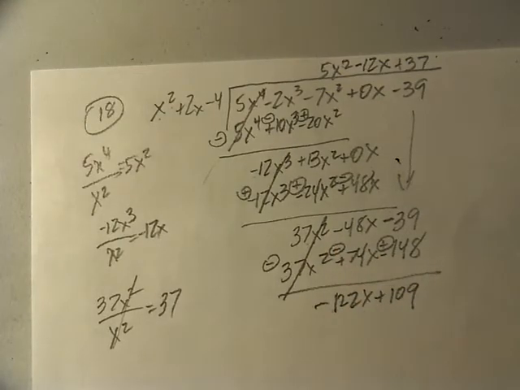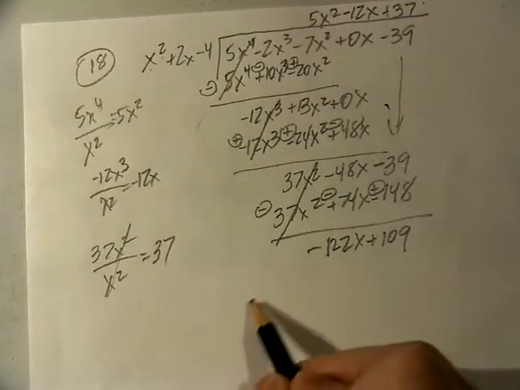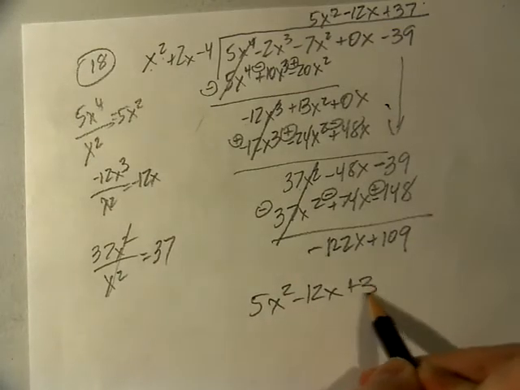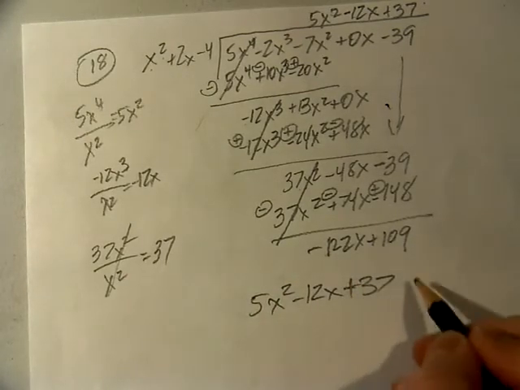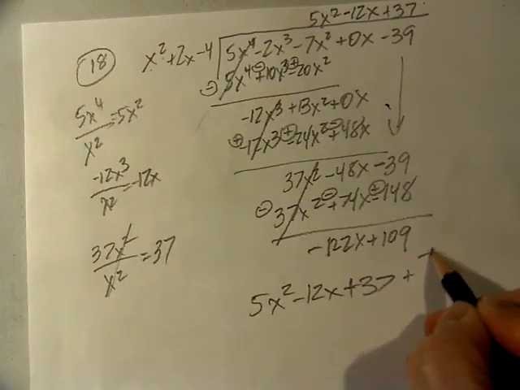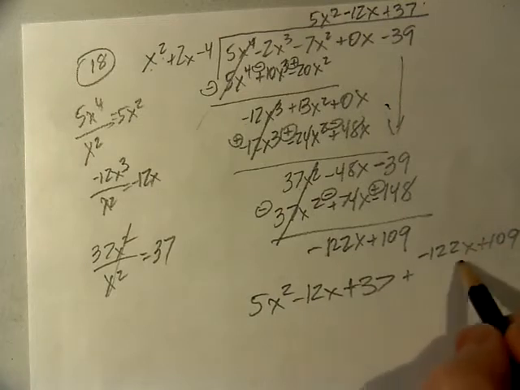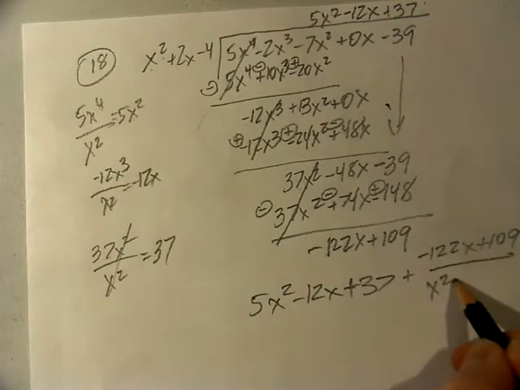The negatives will make that negative. So your final answer is 5x squared minus 12x plus 37. This is called a quotient, the answer of division, plus 122x and 109 over your divisor.